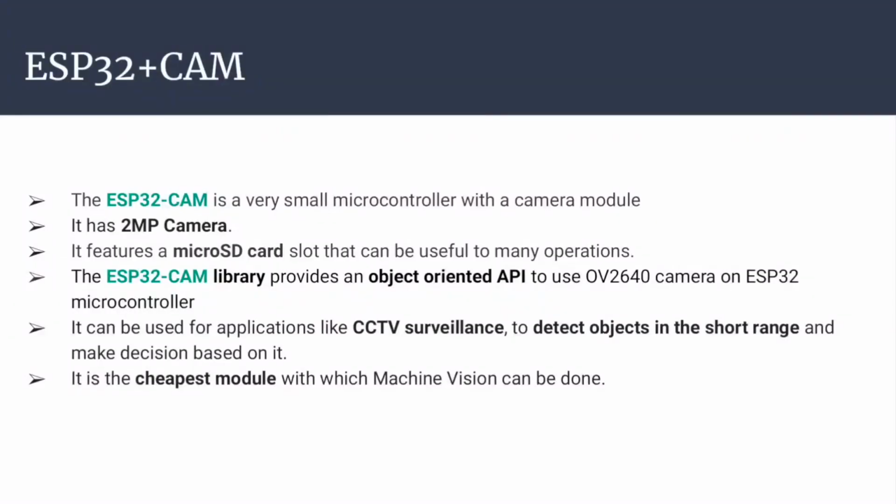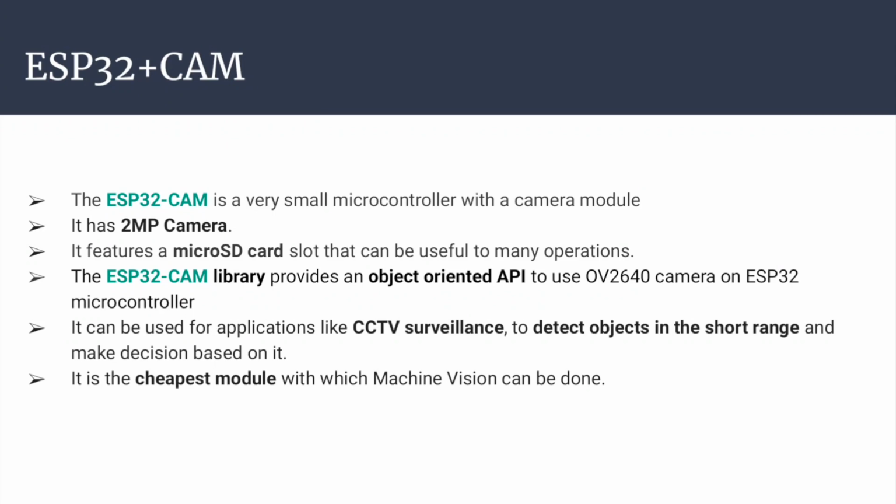The ESP32+CAM. So this ESP32+CAM is a very small microcontroller that comes with a camera module, and the resolution of this camera is about 2 megapixels. This module also has a micro SD card, so we can use it for storing a very small amount of video data. And the ESP32+CAM library also has object-oriented API that we can use with the inbuilt camera in the ESP32 microcontroller, which is the OV2640 camera.